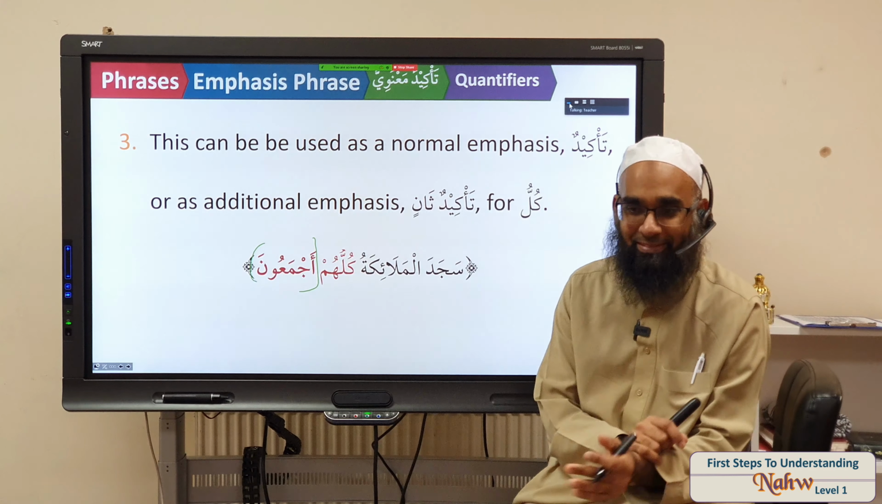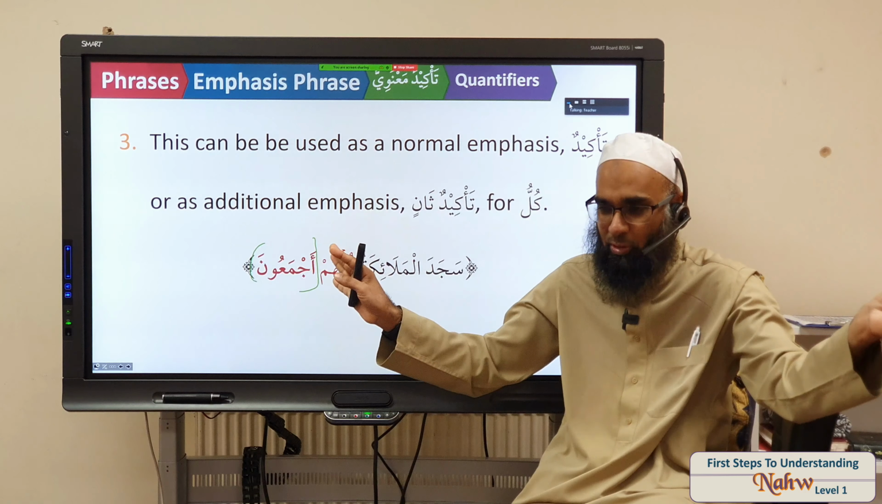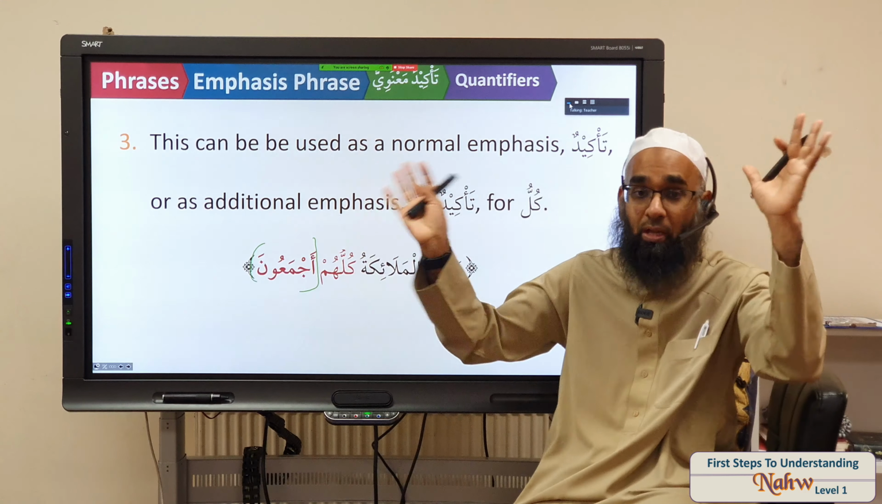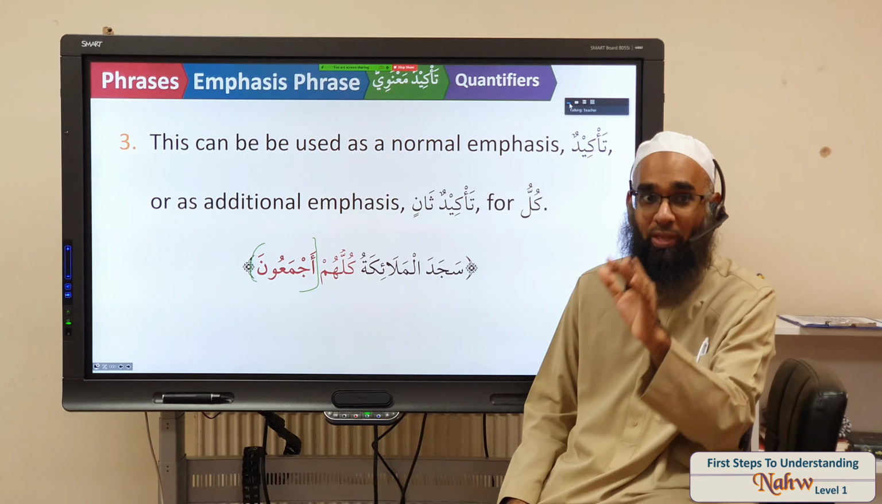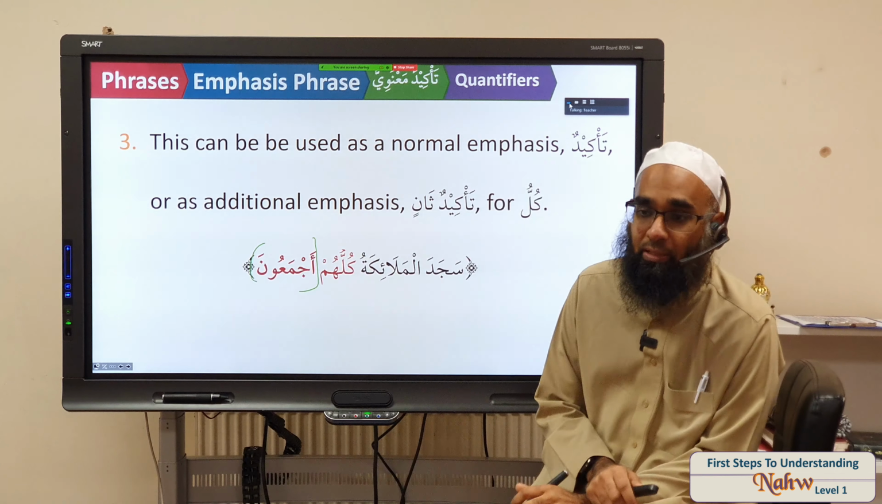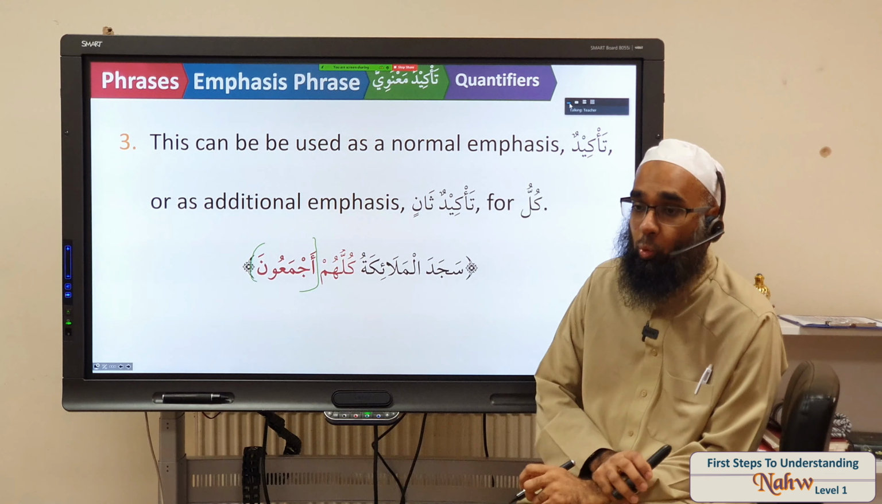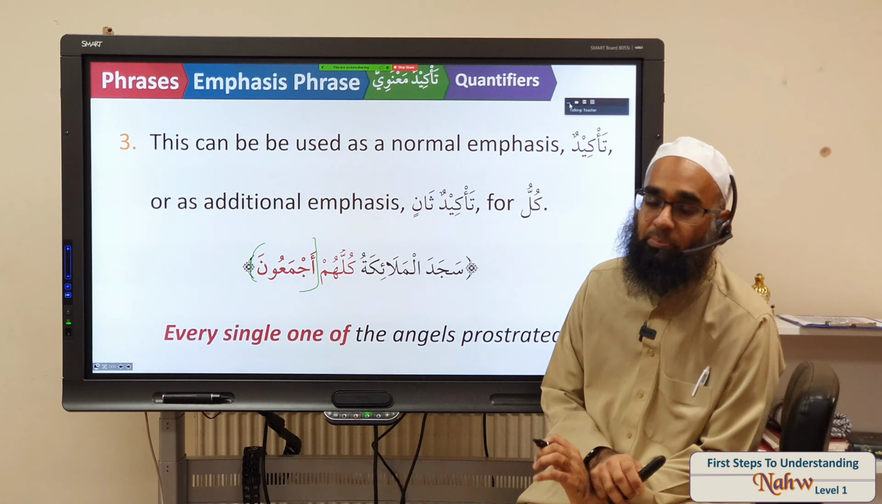So when it says sajada al-malaika, it means they prostrated. Some maybe were busy doing something else. They weren't. It says kulluhum, it means all of them. And the ajma'un just says, don't even think for a second that one of them did not prostrate. Every single one of them prostrated. Sajada al-malaikatu kulluhum ajma'un. Or every single one of the angels prostrated.